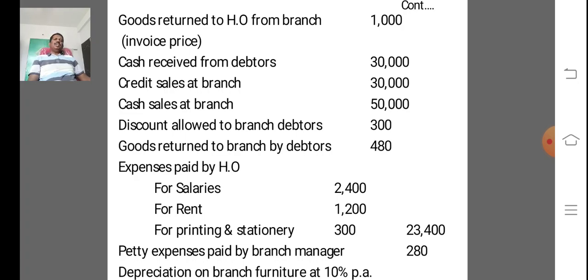Cash received from debtors 30,000. Credit sales at branch 30,000. Cash sales at branch 50,000. Discount allowed to branch debtors 300. Goods returned to branch by debtors 480. And expenses paid by head office under this heading: salary 2,400, rent 1,200, and printing and stationery 300.